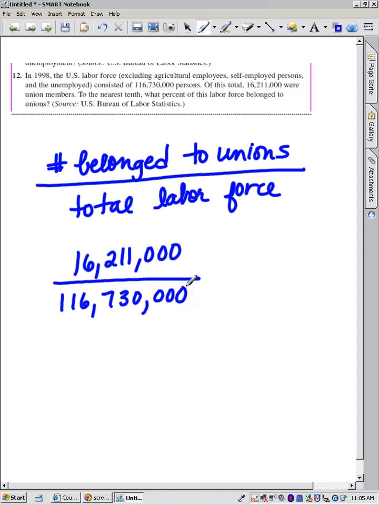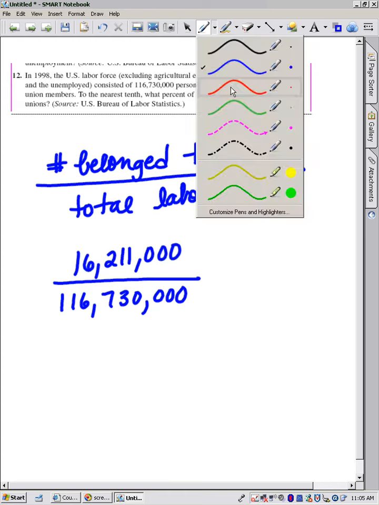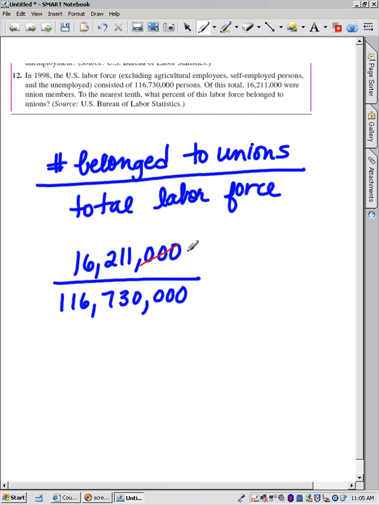Now, to make our calculation a little bit nicer, we can get rid of the common thousands if you would like. So this is equivalent to looking at 16,211 divided by 116,730. So you're going to need to take your calculator out and divide these two numbers. So let me do this. You have 16,211 divided by 116,730.